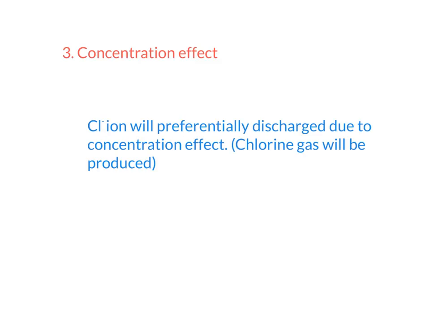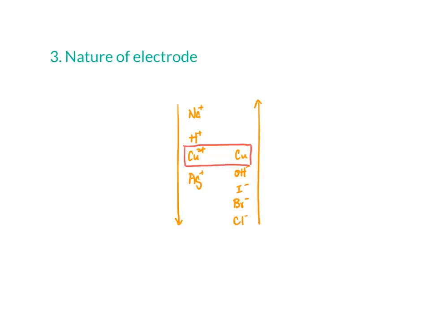Okay, and then we go to the concentration effect. For this one, the statement is very easy. You just have to say due to concentration effect, chloride ion will preferentially discharge. So in the question, if they ask why chlorine gas is produced, then you have to mention this statement as well.